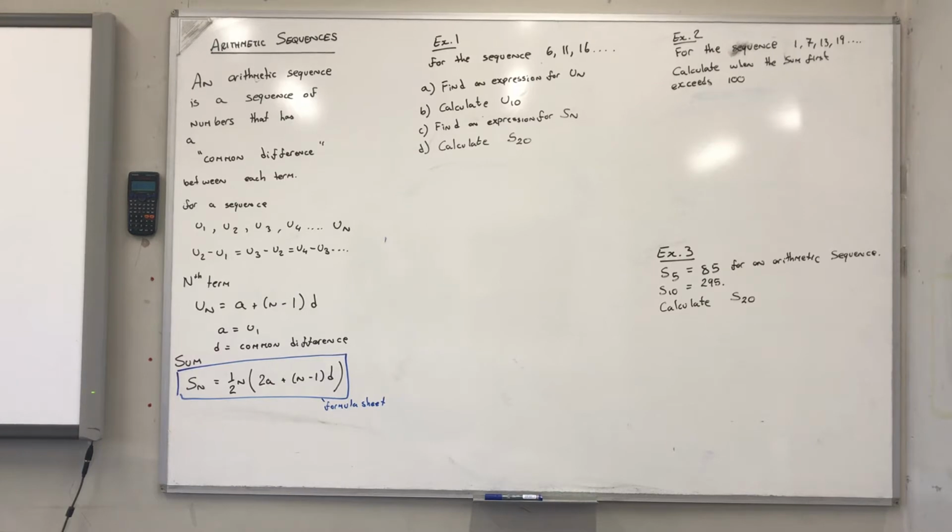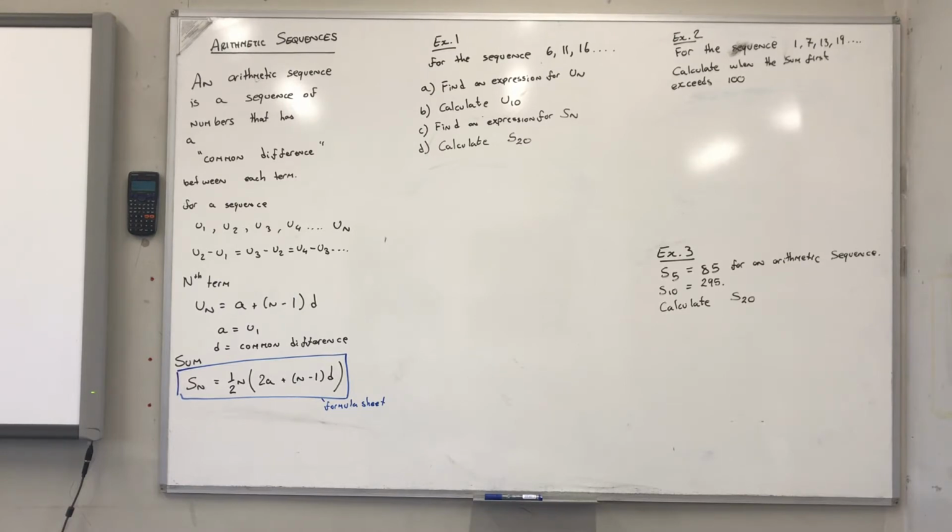For a formula that allows us to calculate any nth term, whether that's u100 or u2000 or un, it is a plus bracket n minus 1 d, where a is always just u1, or the first term in the sequence, and d is the common difference. That formula is not given in the formula sheet. However, the sum formula is.